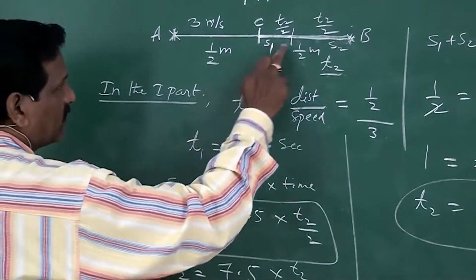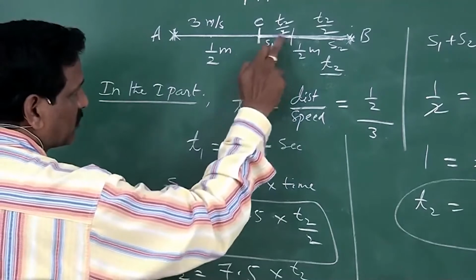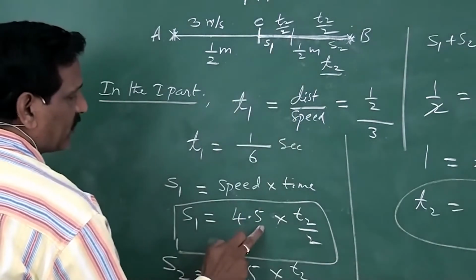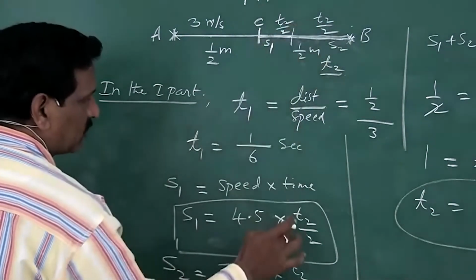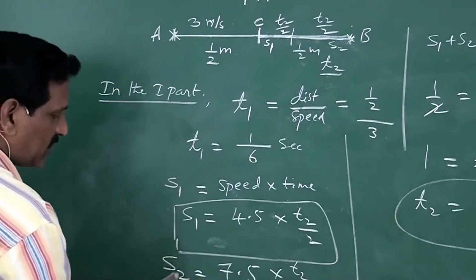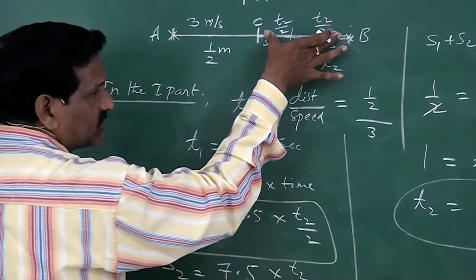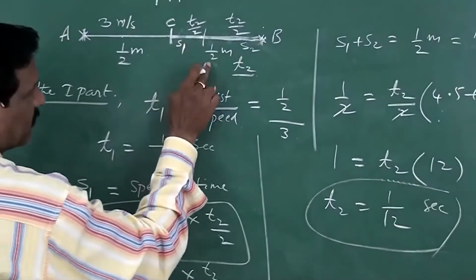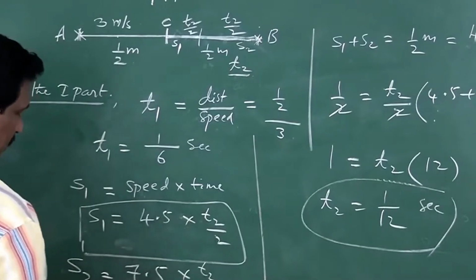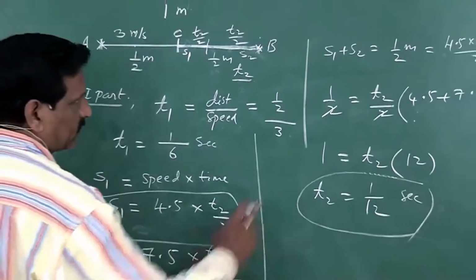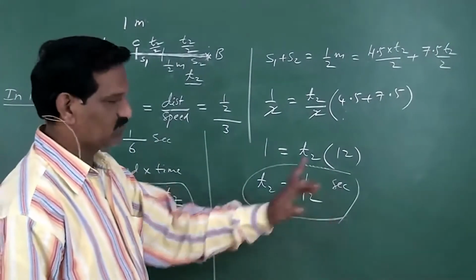Hence we have to calculate distances here. S1 is speed into time: speed in the first half time interval is 4.5, and since total time is T2, the time is T2 by 2. Similarly, we have calculated S2. Then S1 plus S2 means this distance, which is nothing but half meter already. Half meter is equal to S1, calculated as 4.5 into T2 by 2, plus S2, calculated as 7.5 into T2 by 2. When they are added, you get T2 as 1 by 12 second.